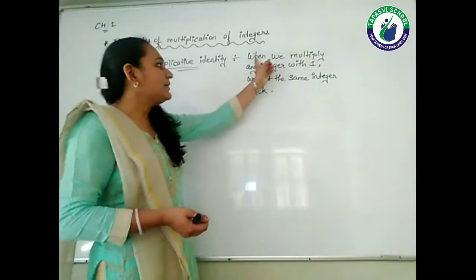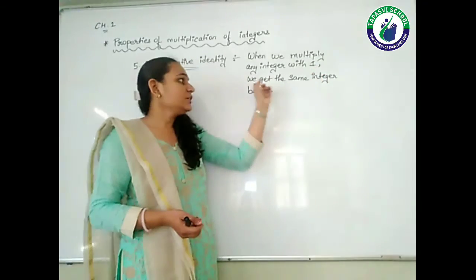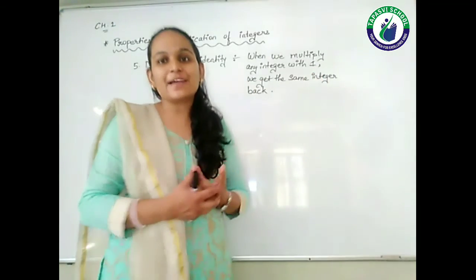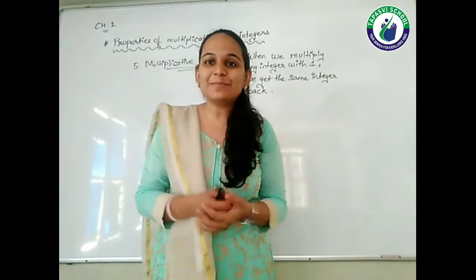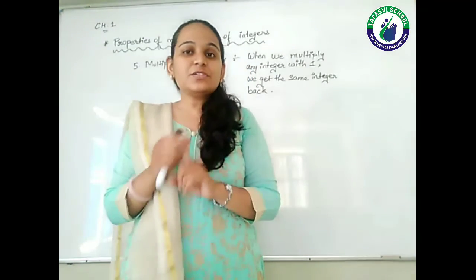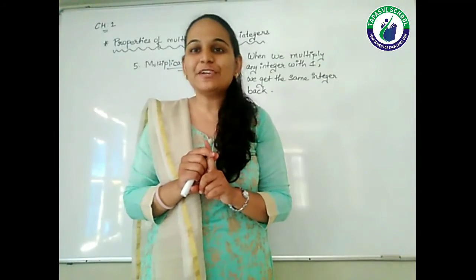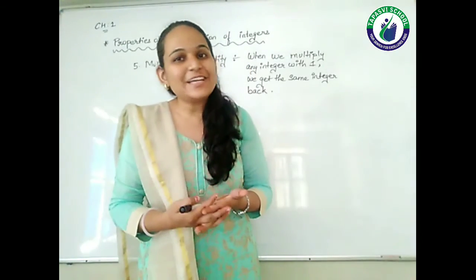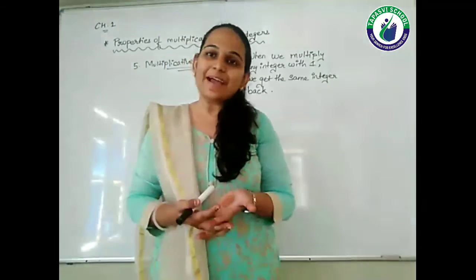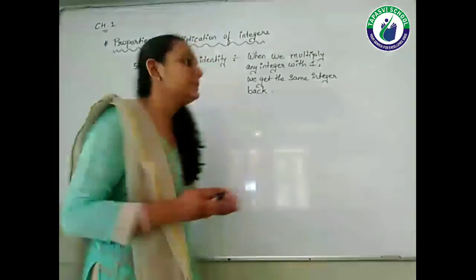So the property says that when you multiply any integer with 1, we get the same integer back, right? If you want the same integer back, you need to multiply with 1. Here, students, you need to take care that 1 is always positive. If you take 1 as a negative, then definitely the sign will change and you will not get the same integer back. So let's see some examples based on this property.